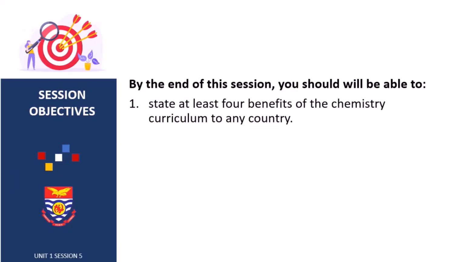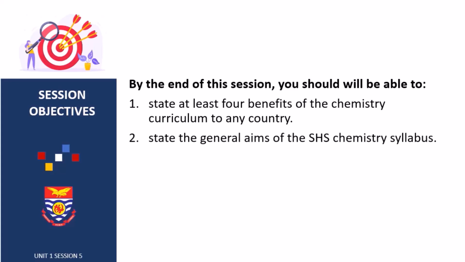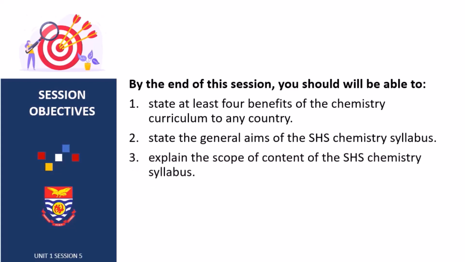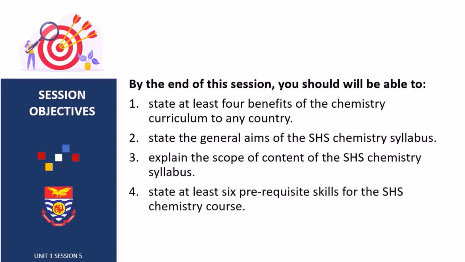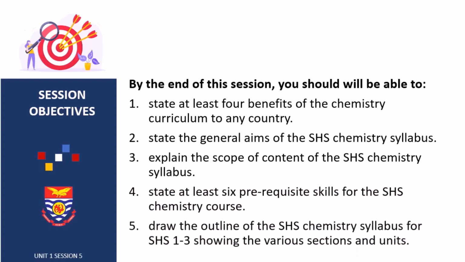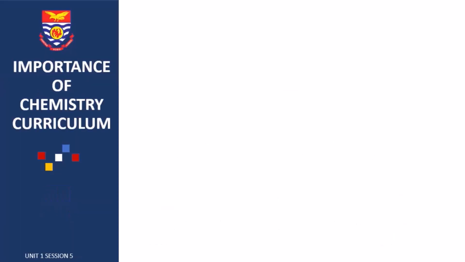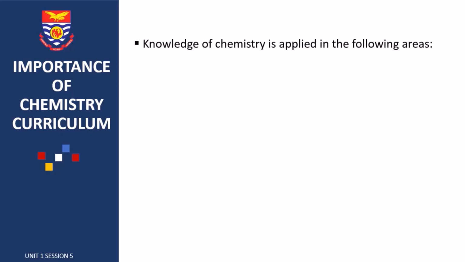By the end of this session, you should be able to: 1. State at least 4 benefits of the chemistry curriculum to any country. 2. State the general aims of the SHS chemistry syllabus. 3. Explain the scope of content of the SHS chemistry syllabus. 4. State at least 6 prerequisite skills for the SHS chemistry syllabus. And 5. Draw the outline of the SHS chemistry syllabus for SHS 1 to 3, showing the various sections and units.